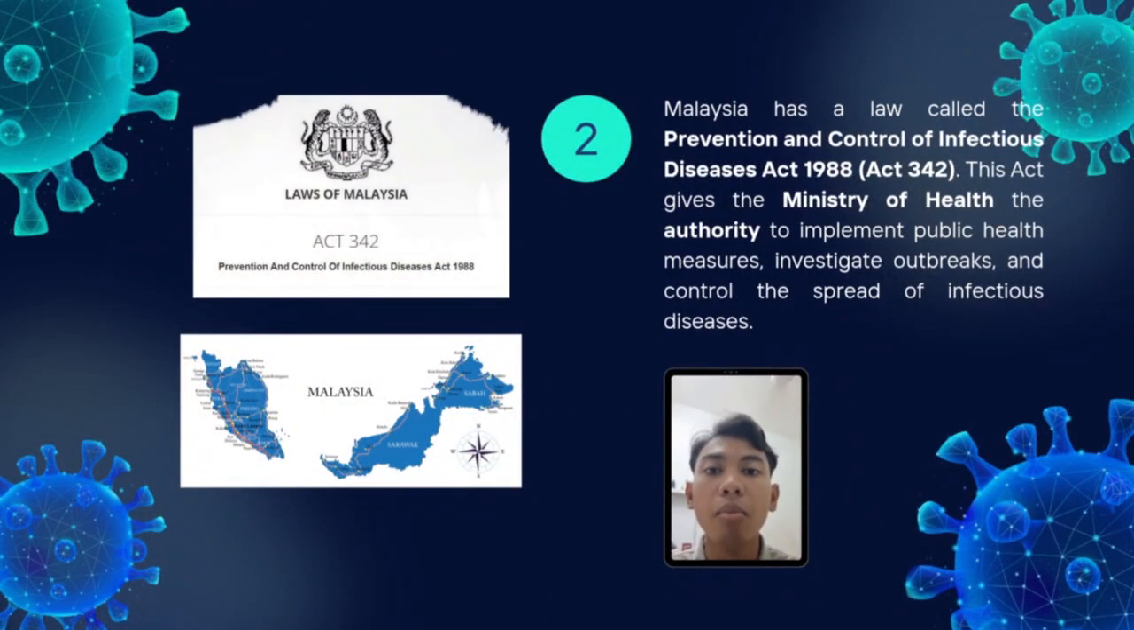Secondly, Malaysia enforced the Prevention and Control of Infectious Diseases Act 1988, also known as Act 342. This law gives the Ministry of Health the authority to investigate disease outbreaks and also implement public health measures to control the spread of infectious diseases, including chickenpox. Even though Malaysia has never had a chickenpox outbreak, the MOH is always aware of it.